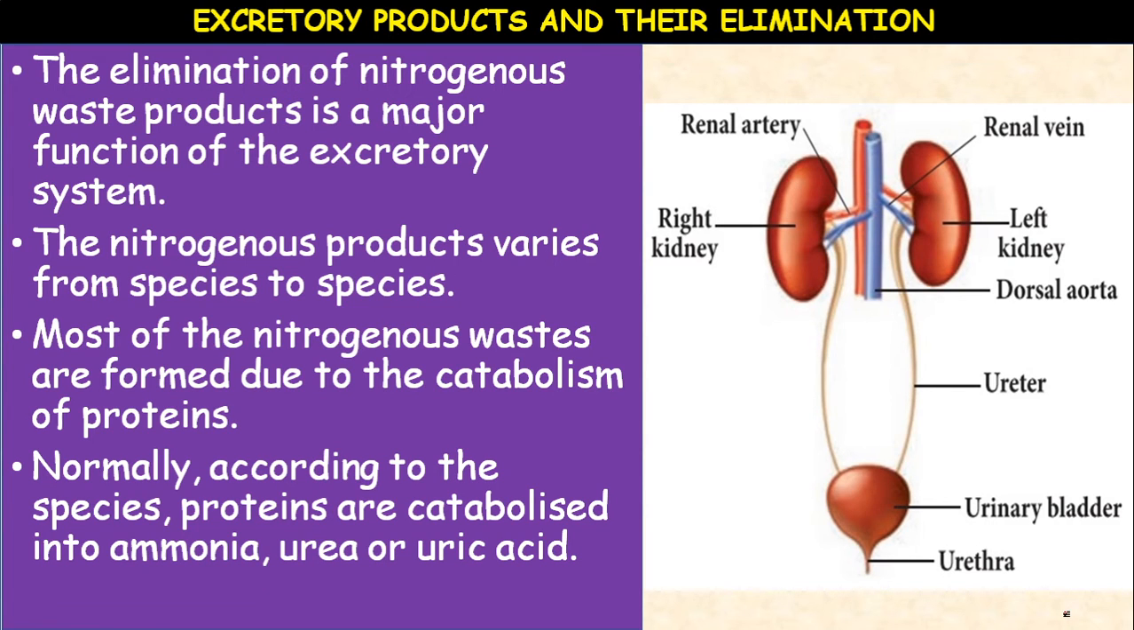The human excretory system also includes this type of excretory system. Most of the terrestrial animals possess kidneys as excretory organs. So excretory products and their elimination. First, we are discussing about the nitrogenous waste materials. Ammonia.